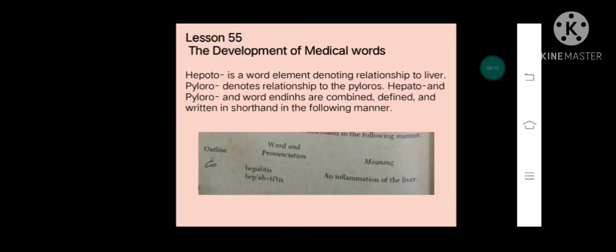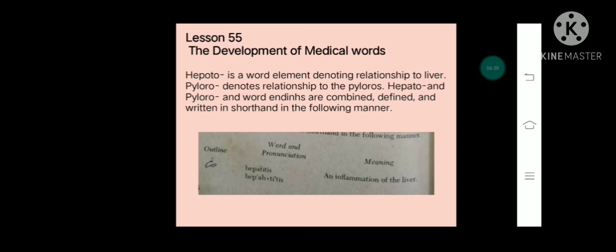So that was the end of lesson 54, and next is lesson 55, the development of medical words. Hepato, it is a word element denoting relationship to liver. So it is also a prefix or combining form used before a consonant to refer to the liver.